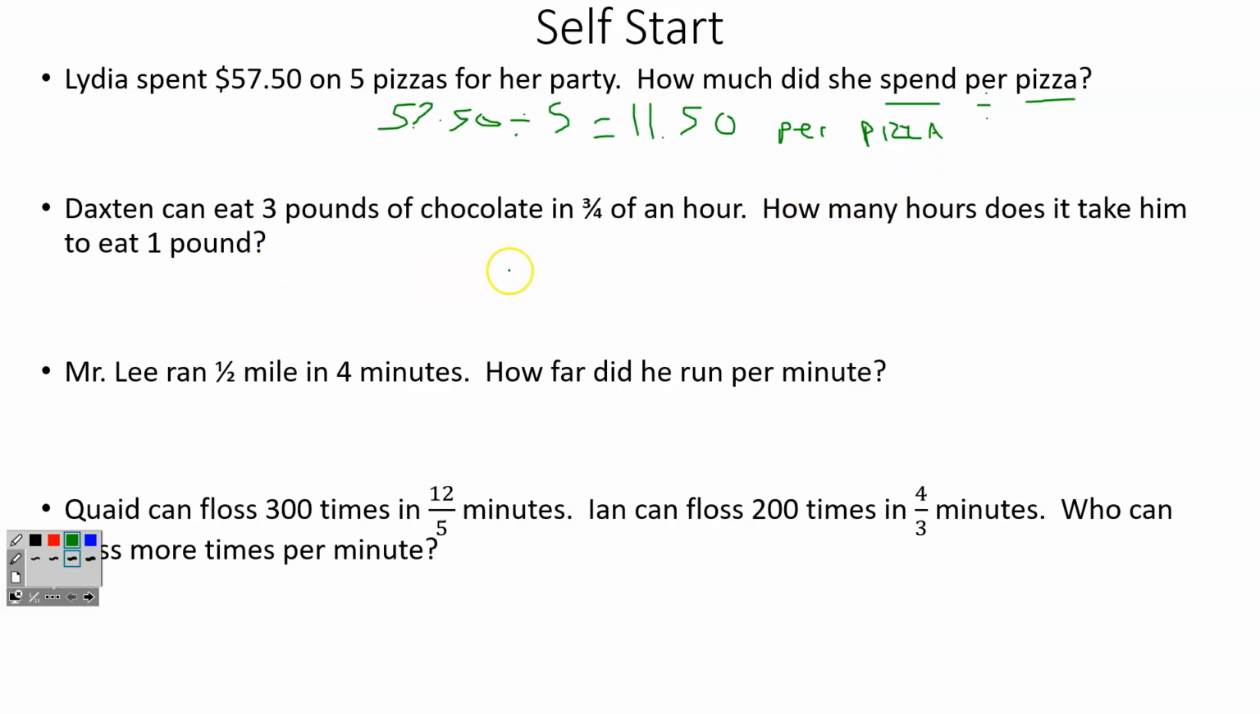Daxton can eat 3 pounds of chocolate in 3/4 of an hour. How many hours does it take him to eat 1 pound? Watch the wording on this one because this says how many hours before the pounds.